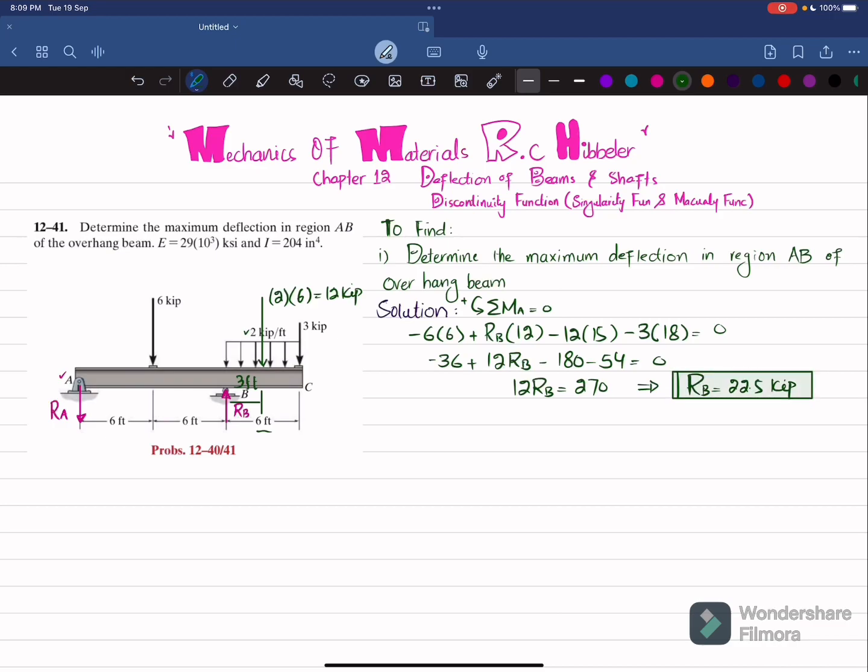Now we will find RA by using another equation of equilibrium: the sum of all forces along the y direction must be equal to 0, and upward force is taken as positive. You can see one force, RA, is downward, so minus RA minus 6 kips, plus RB, which is 22.5, minus 12 kips, minus 3 is equal to 0. So RA will be equal to minus 6 minus 12 is minus 18, minus 3 is minus 21, plus 22.5 minus 21 will be 1.5 kips. Since this value is positive, our assumed direction of taking A downward is right. Now you have RA and RB.